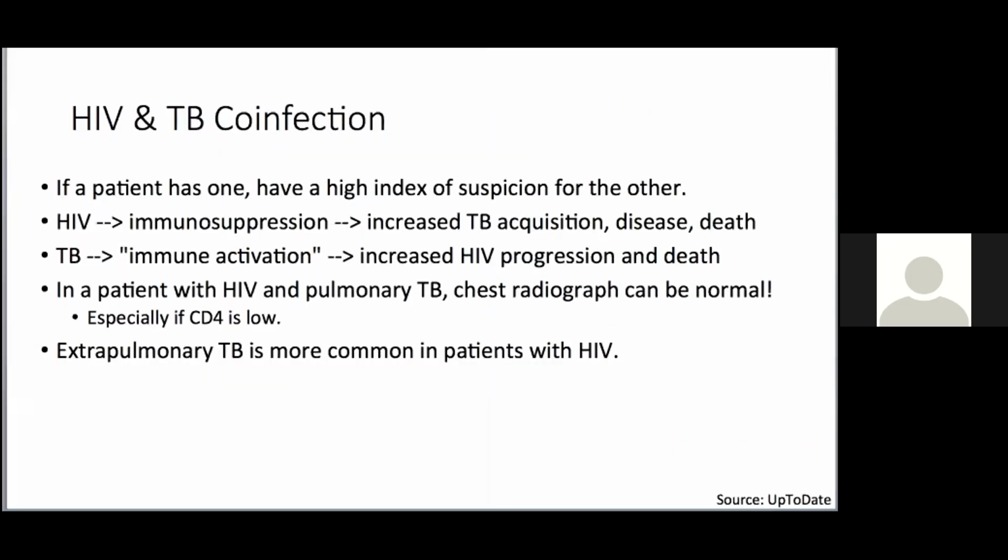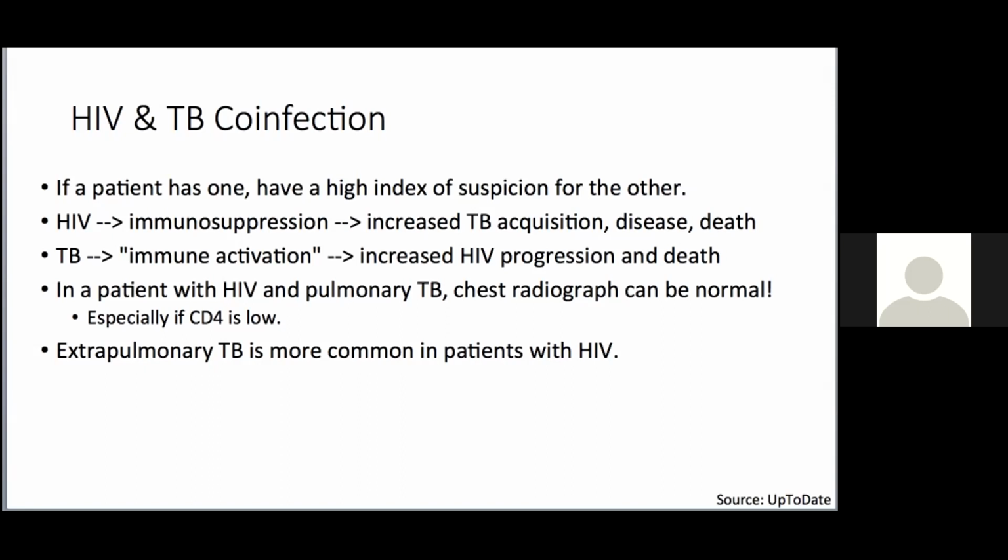HIV and TB co-infection is quite common, such that if a patient has one, you need to have a really high index of suspicion for the other. There are multifactorial reasons for this, but they both feed forward into a perfect storm. HIV, of course, causes immunosuppression and increases concern about TB, both acquisition, progression to active TB disease, and increased mortality from TB in patients who have both HIV and TB.